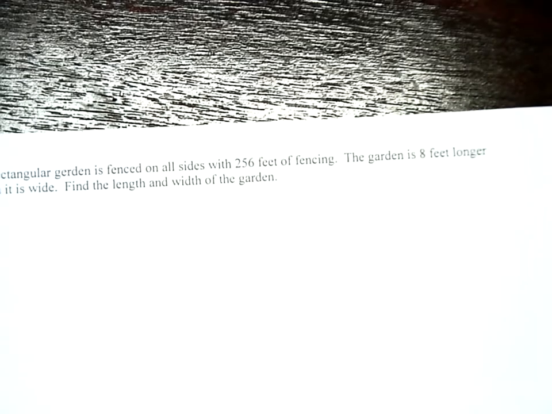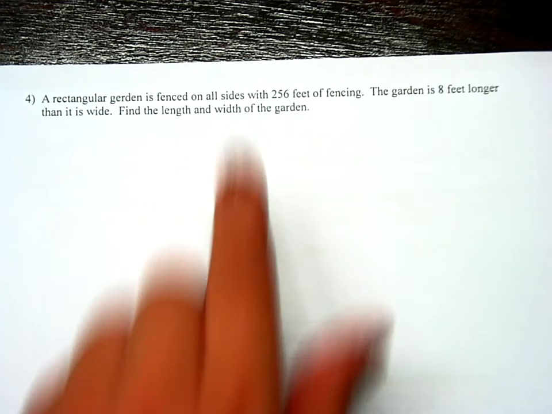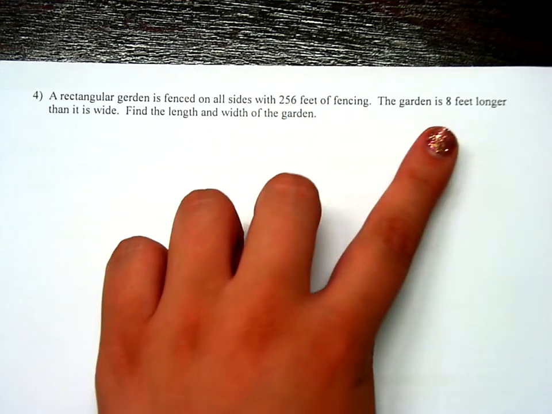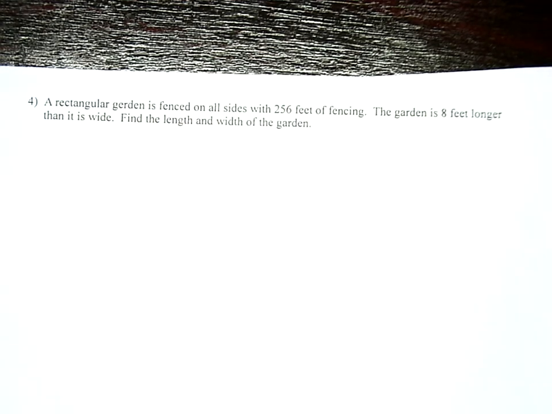It says, a rectangular garden is fenced on all sides with 256 feet of fencing. The garden is 8 feet longer than it is wide. Find the length and the width of the garden. Let's draw it out. When in doubt, draw it out.